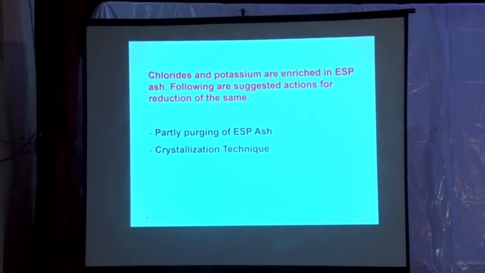So fix your benchmark, how much purging is required if you are handling this issue with purging. Second, the crystallization technique that Velmet and Dixit are giving.